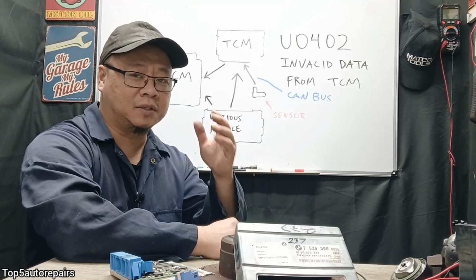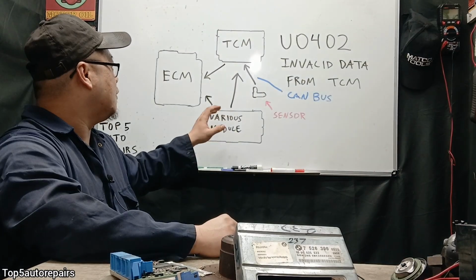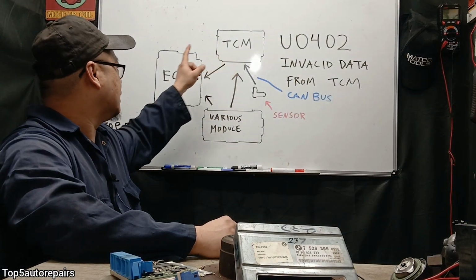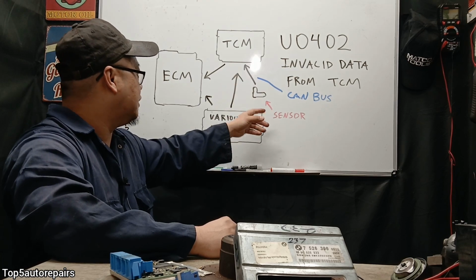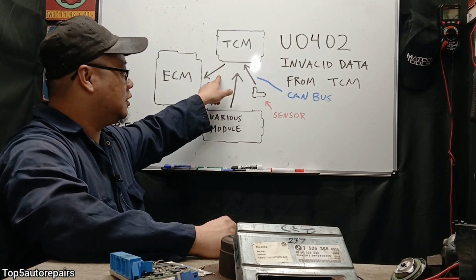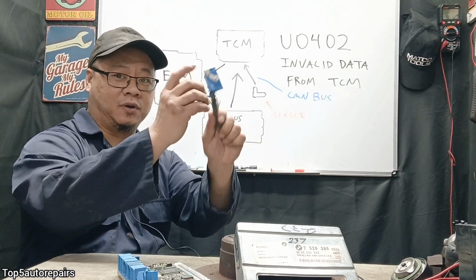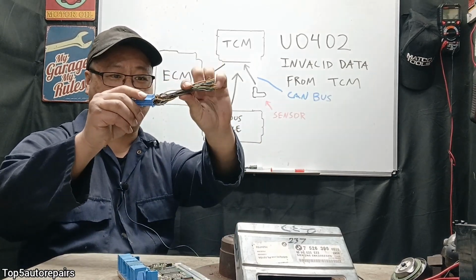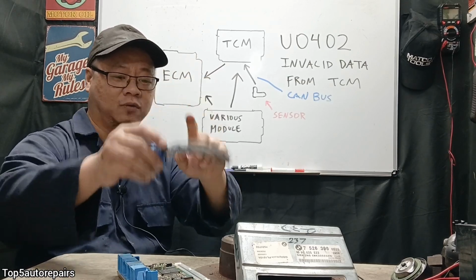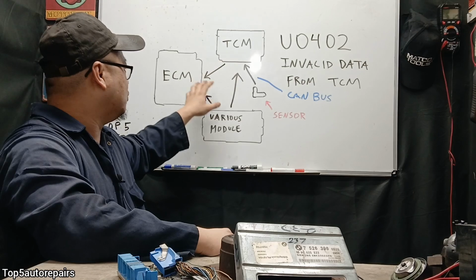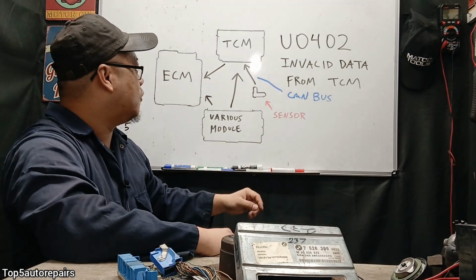The next common problem is there's going to be a break in communication between various modules. For example, the TCM works together with the ECM, and it's going to work with various modules and sensors. And this arrow over here, that is going to be the CAN bus, which is the communication wire. For example, it is going to be this part over here, and it is going to be a lot of wires bundled together. So that is going to be the communication wire. And if there's a break somewhere in the communication or in the wire somewhere, you're going to get a U0402 code.